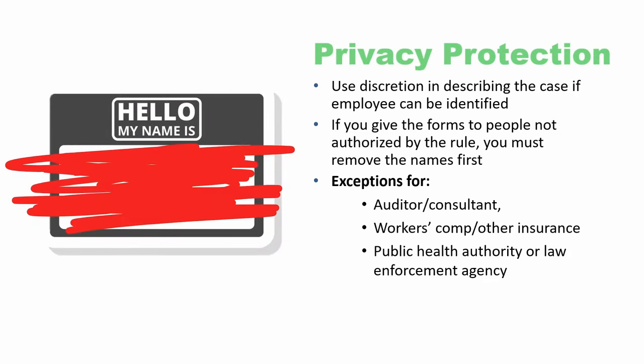For a privacy concern case, if the employee's identity can still be implied, the employer may use some discretion in describing the case. The rule requires that enough information be entered to identify the cause and general severity of the incident. For example, a sexual assault can be entered as assault, or an injury to the reproductive organ can be entered as a lower abdominal injury. The employer is not required to go into graphic detail in these types of cases. If the employer gives out forms to the public, the names must be removed first. There are exceptions for employee access, OSHA access, auditors, insurance, or law enforcement personnel.